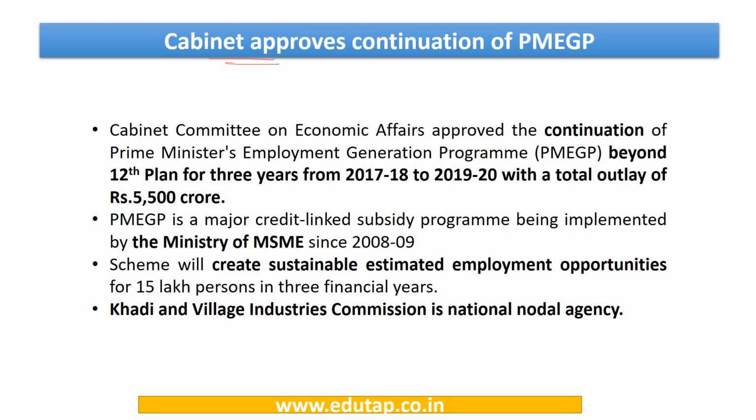Another important decision taken by the cabinet recently is the continuation of the Prime Minister Employment Generation Program. It has been continued beyond the 12th plan for 3 years, from 2017-18 to 2019-20, and a total of rupees 5,500 crore has been allocated for the period of 3 years. We will know about the scheme, which is a major credit linked subsidy program, which is basically for self-employment generation.